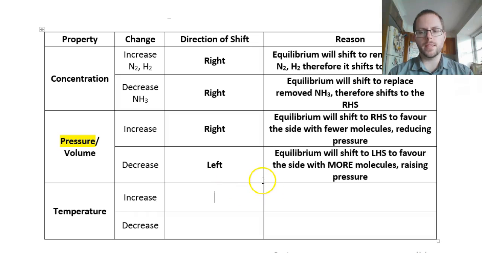Now lastly, let's have a look at temperature changes. Or the second last thing, sorry, we're going to talk about catalyst next. If we increase the temperature, we're going to get a shift to the left because the forward reaction is exothermic.